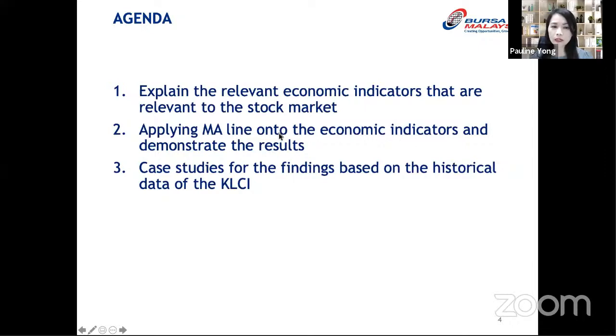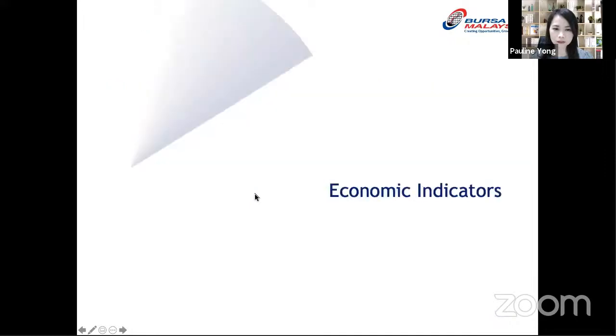the results. So in this session, I will share with you my Excel worksheet, so that you can do this yourself at home as well. And then lastly, we will talk about the case study for our historical data for the KLCI. Okay, so hopefully all of you will find this session useful.